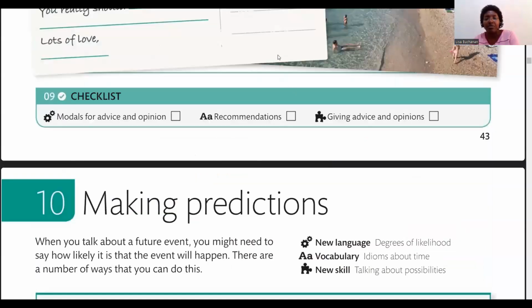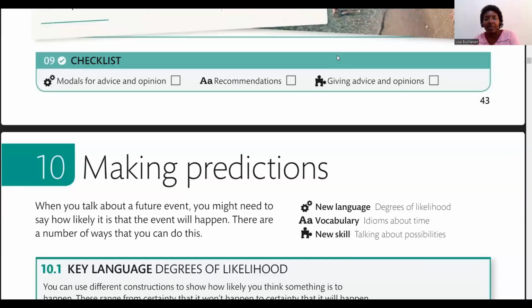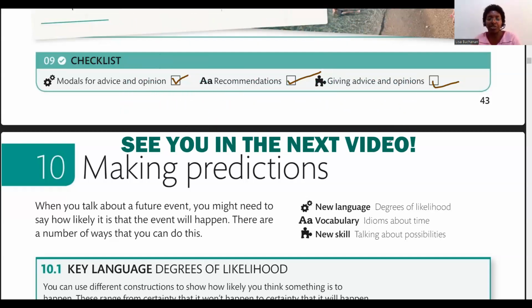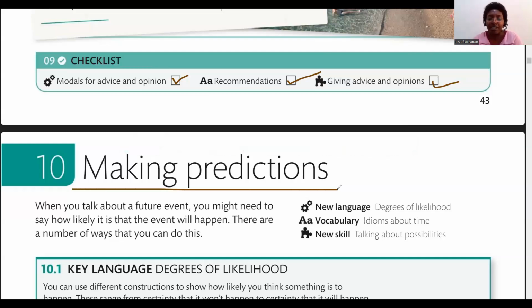So we've achieved our goals for this video lesson. We looked at modals for advice and opinion. We saw some example recommendations using that hotel scenario, and we practiced giving advice and opinions based on the example sentences that we saw. And in our next video, making predictions. That's our next theme.